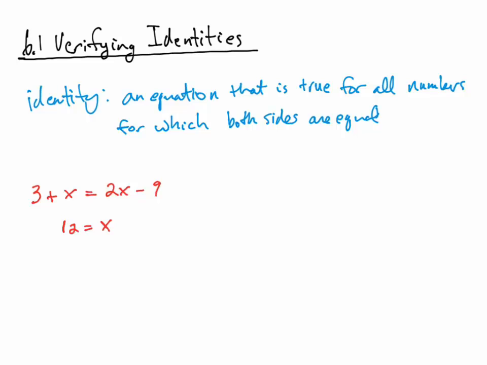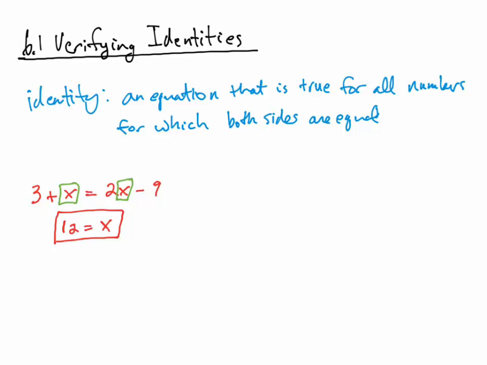Now, what this is saying is the only value for this equation that is going to make the left side equal the right side is when x is equal to 12. This is slightly different than an identity because in an identity we can input any value for x and it's going to make the left side equal the right side. So an identity is a more broad type of equation.